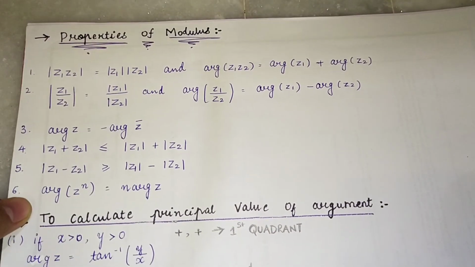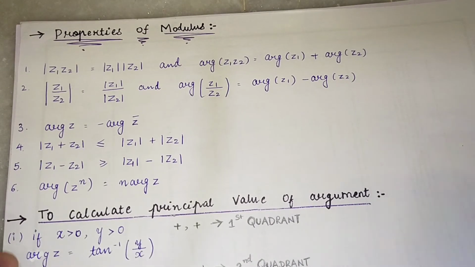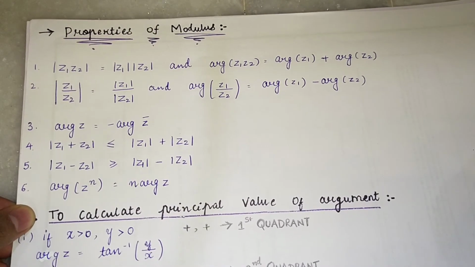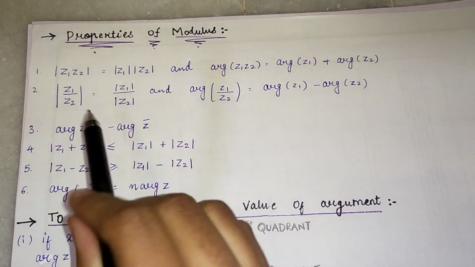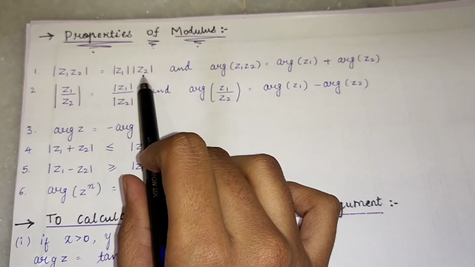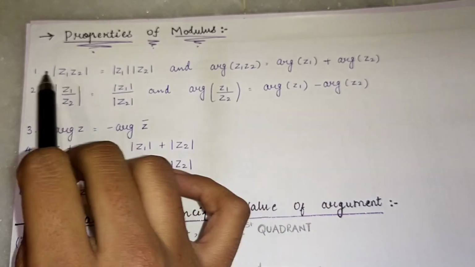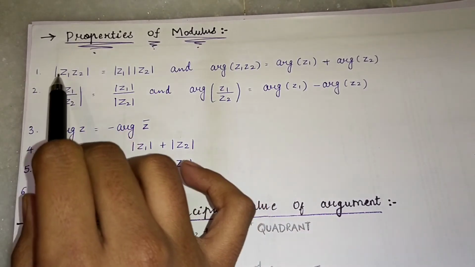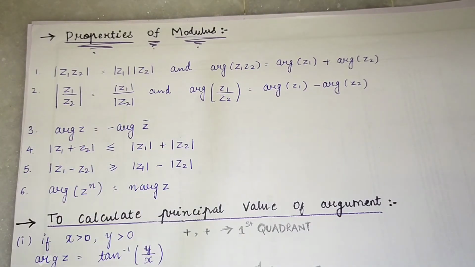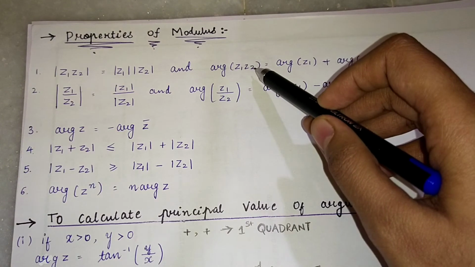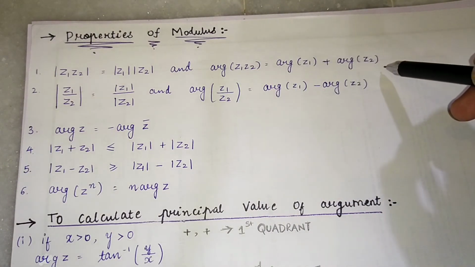Earlier we have seen properties of complex numbers, but these are the properties of modulus. Property number 1: mod of z1 z2 is equivalent to mod of z1 multiplied by mod of z2. That is, separate moduli. Similarly, arg of z1 z2 is equivalent to arg of z1 plus arg of z2.